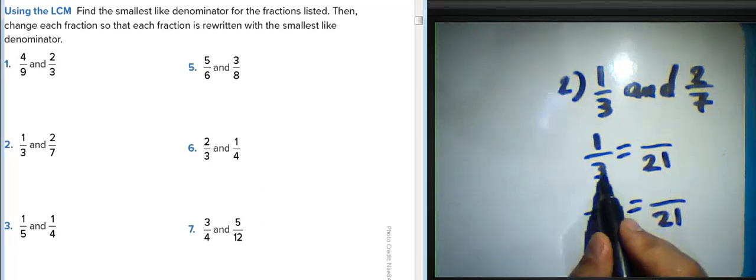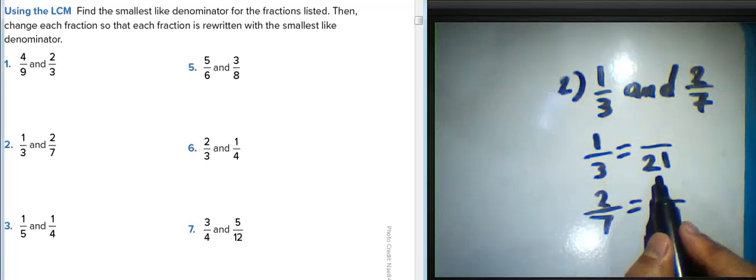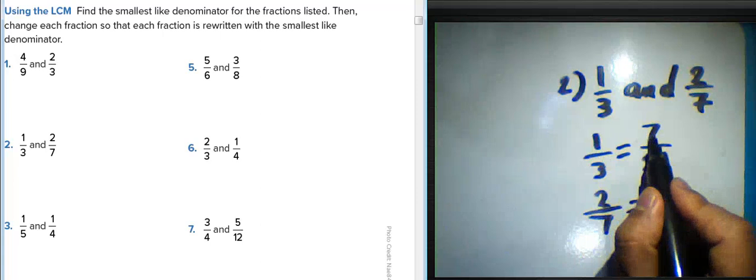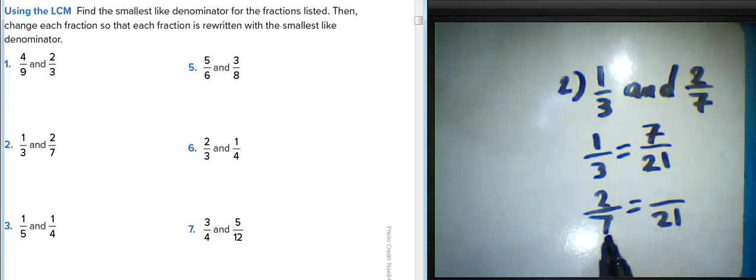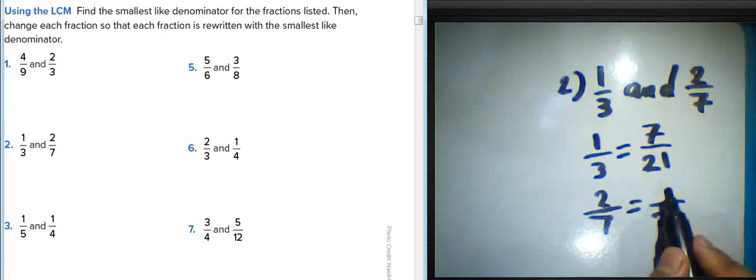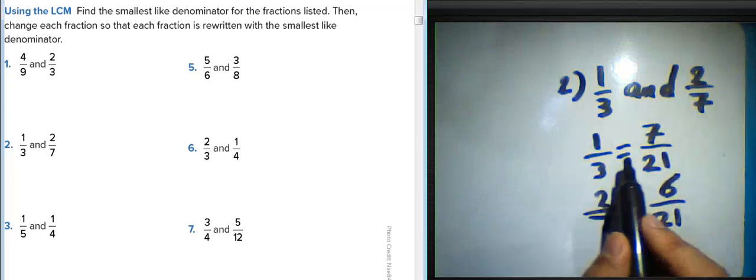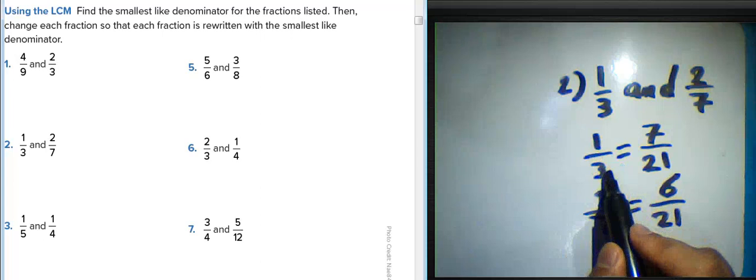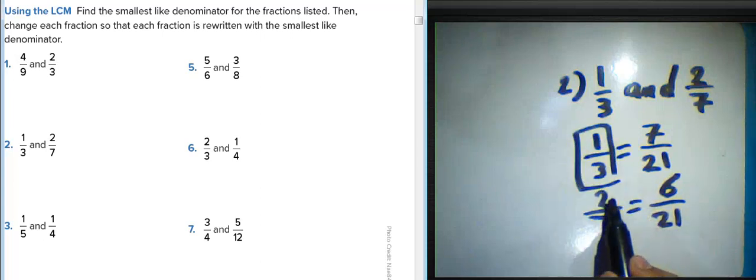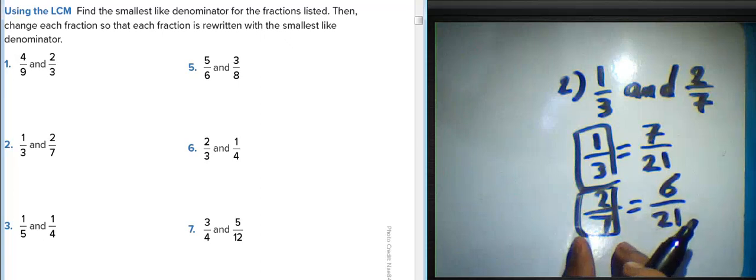Ask yourself, 3 times what equals 21? 3 times 7 equals 21. So 1 times 7 equals 7, and then 7 times 3 equals 21. 3 times 2 equals 6. So we can change the two fractions here, by multiplying 7 by the numerator and denominator of the first fraction, and multiplying 3 by the numerator and denominator of the second fraction.